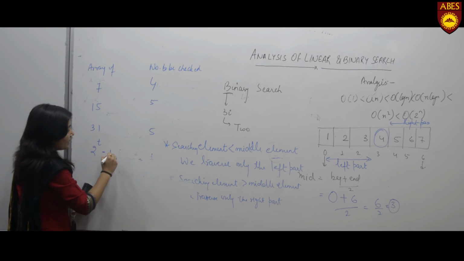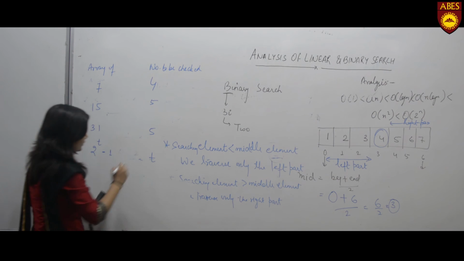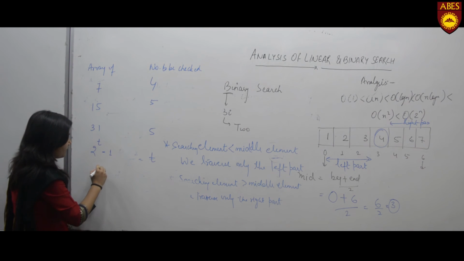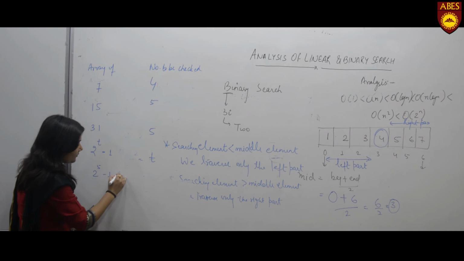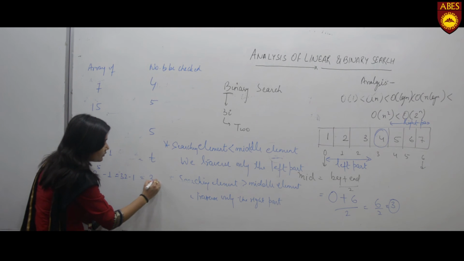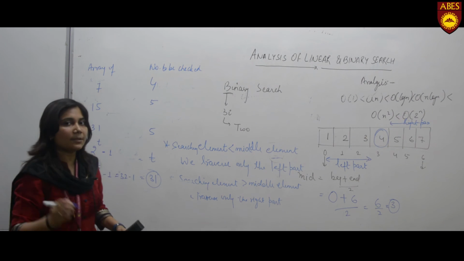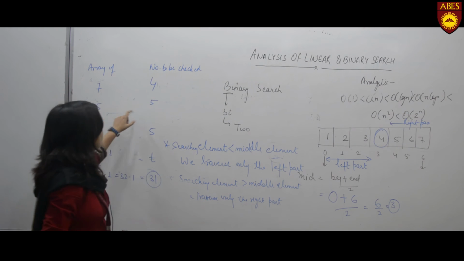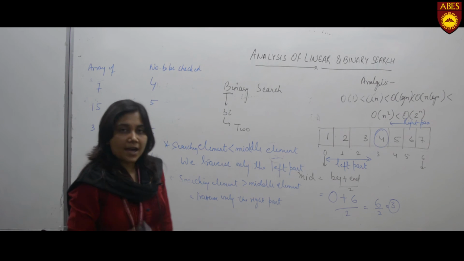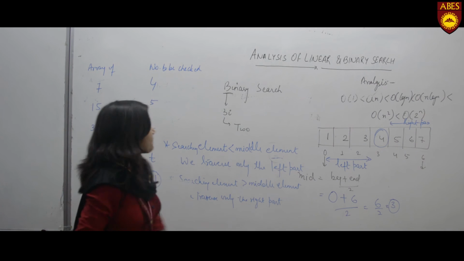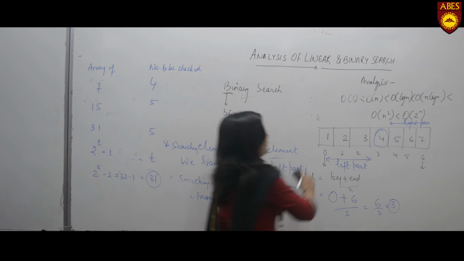The formula is 2 raised to the power t minus 1, where t is the number. So it will be 2 raised to the power 5 minus 1. 2 raised to the power 5 is 32, minus 1 is equal to 31. So only 5 elements I need to check when I have to search an element in an array of 31 elements.